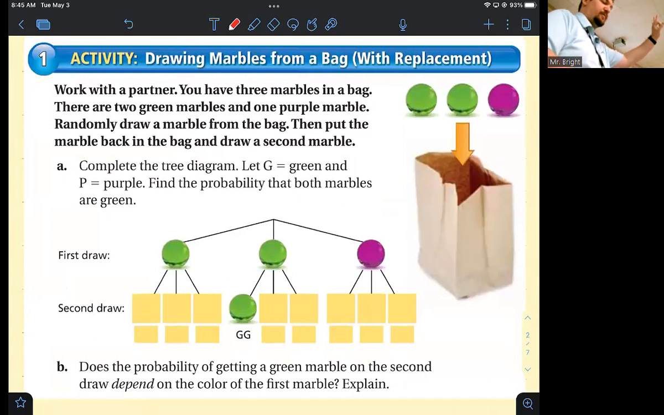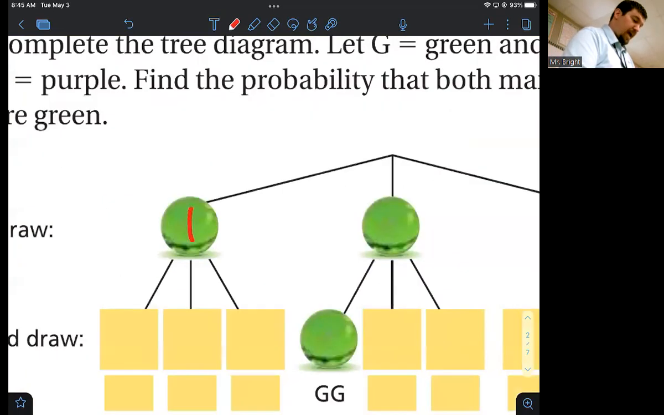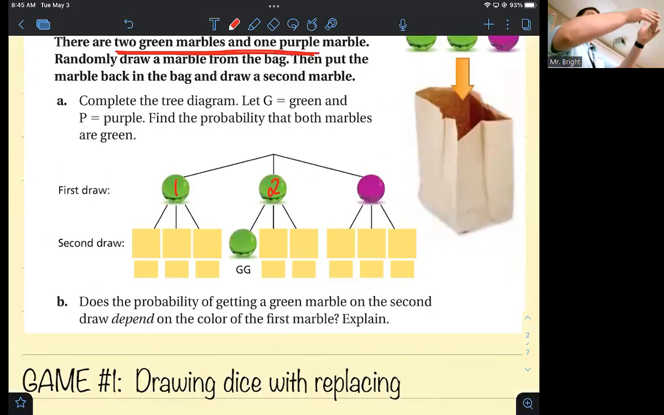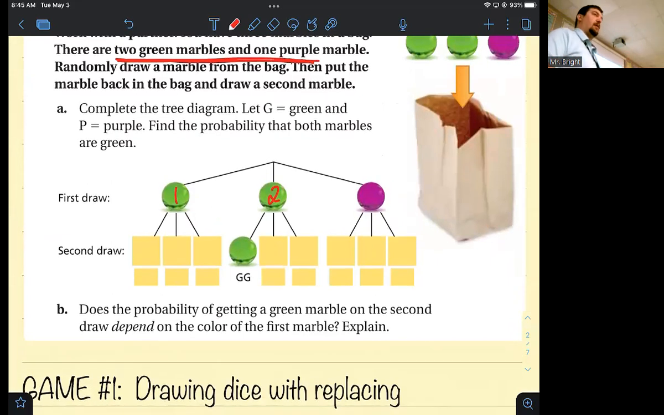So let's look at this example. It says you're drawing 3 marbles from a bag. Actually, there's 3 marbles. You're drawing 2 of them out. Okay. And you're going to replace them. There are 2 green marbles and 1 purple marble, as you can see in the picture. And it wants us to make a tree diagram of all the different ways we could draw out 2 marbles by replacing the first one after we draw it. Okay, so I'm going to put a number 1 and a number 2 inside those 2 green marbles, just so I can specify first green marble, second green marble.